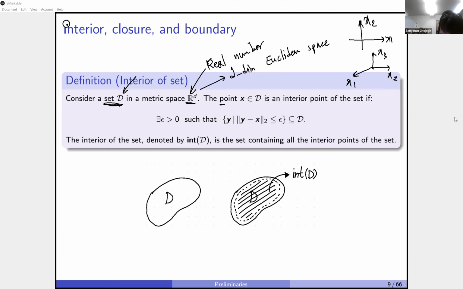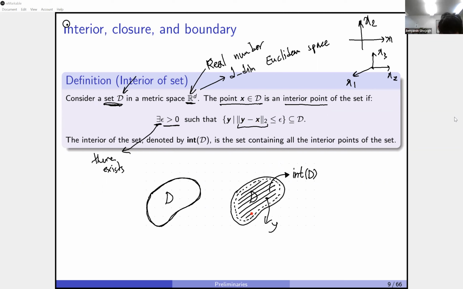And the point x in this set is an interior point of this set. For example, consider this. This is a set. And I consider the inside of it as the interior, but not the boundary of it. As you say, this means there exists some epsilon which is positive, where the set of y's, all of the points y where ||y − x||, this means the distance of y minus x.